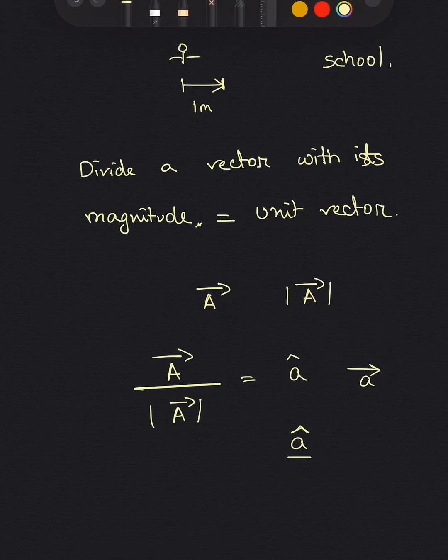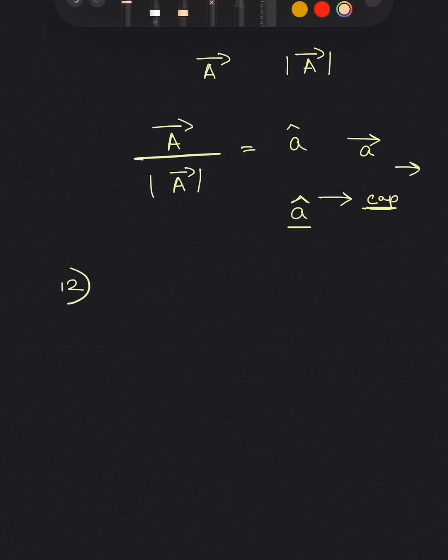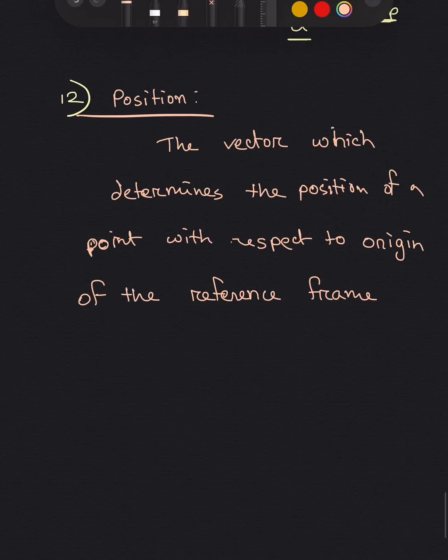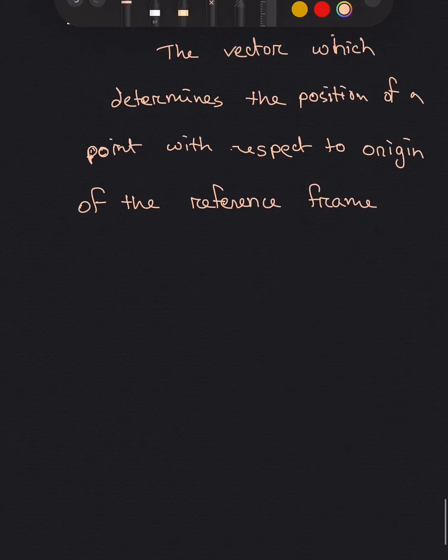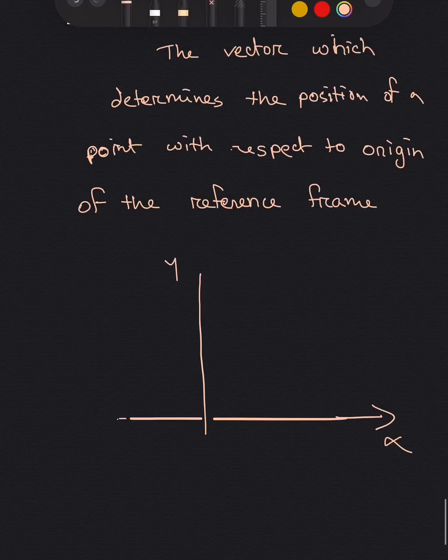Since unit vector has immense importance in vector algebra, a different sign, that is a cap, is used over the vector instead of an arrow. Now coming to our 12th type of vector, which is position vector, we get the vector which determines the position of a point with respect to the origin of the reference frame. Suppose our reference frame is this x and y axis, and here is a point A, and if the position of the A point is determined with respect to the origin, then we call it position vector.